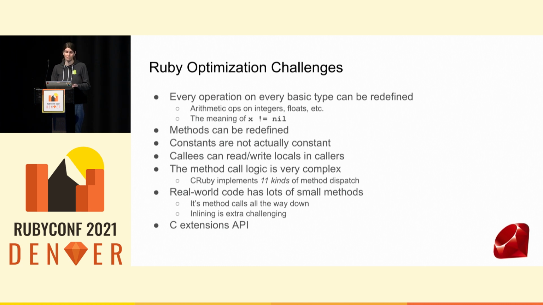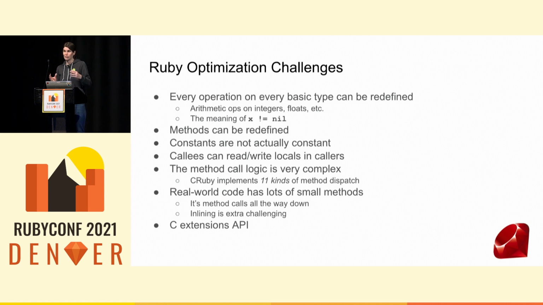With the bindings object, sometimes you have callees that can read and write variables inside of callers. The logic for method calls in Ruby is very complex. If you look at Ruby under a microscope, there are 11 different kinds of method dispatch in CRuby. And real-world Ruby code tends to have a lot of small methods.